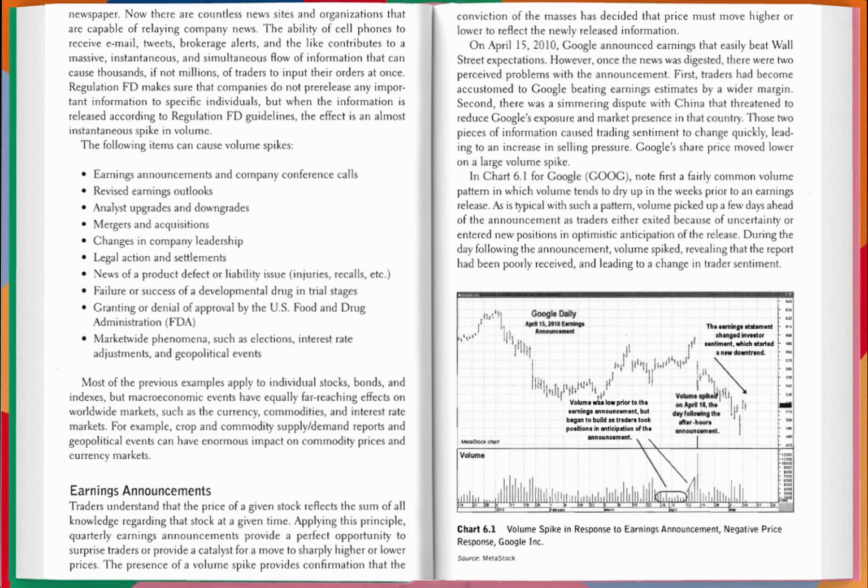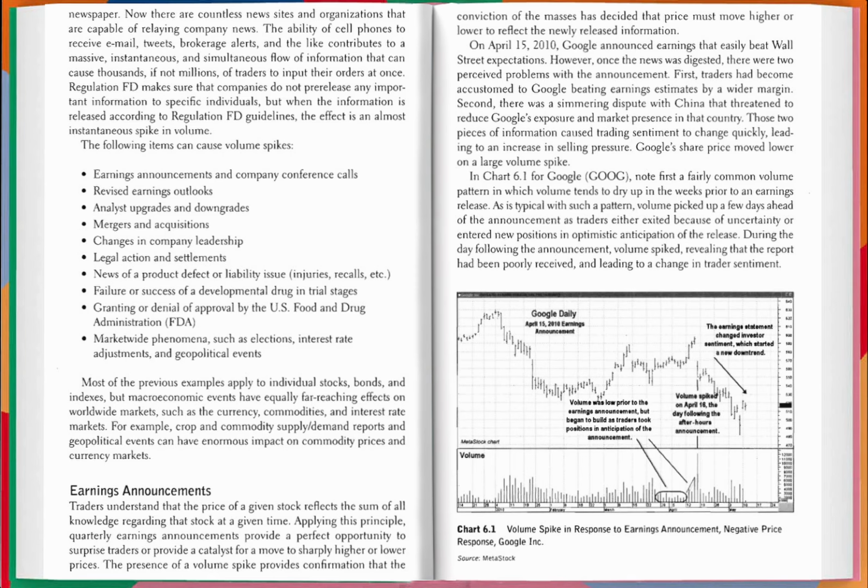The ability of cell phones to receive email, tweets, brokerage alerts, and the like contributes to a massive, instantaneous, and simultaneous flow of information that can cause thousands, if not millions, of traders to input their orders at once. Regulation FD makes sure that companies do not pre-release any important information to specific individuals, but when the information is released according to Regulation FD guidelines, the effect is an almost instantaneous spike in volume.